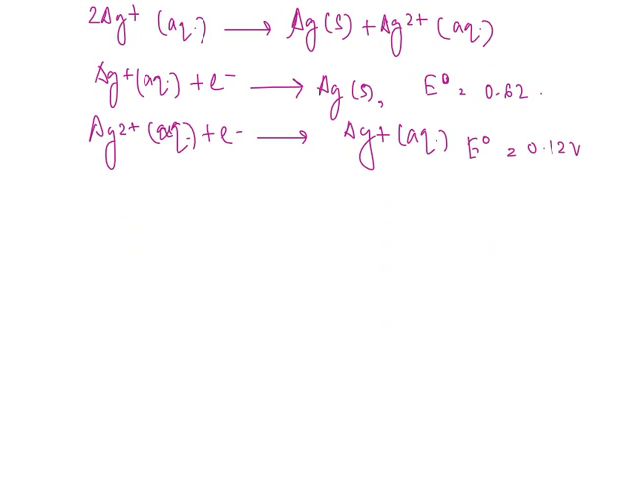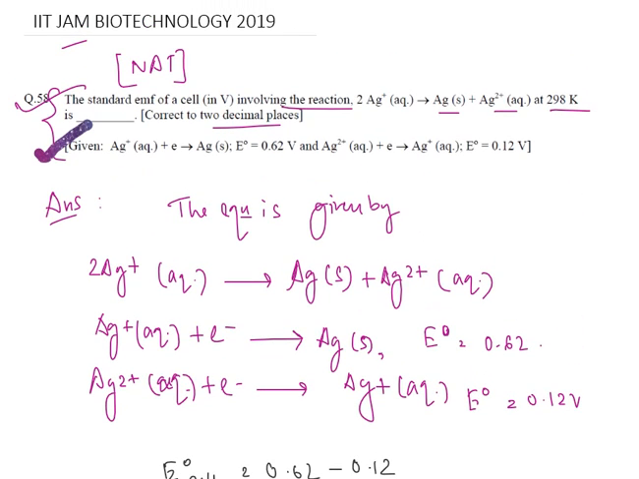Therefore, we can say that E naught cell is equal to 0.62 minus 0.12, which results in 0.49 V. So our required answer is 0.49.